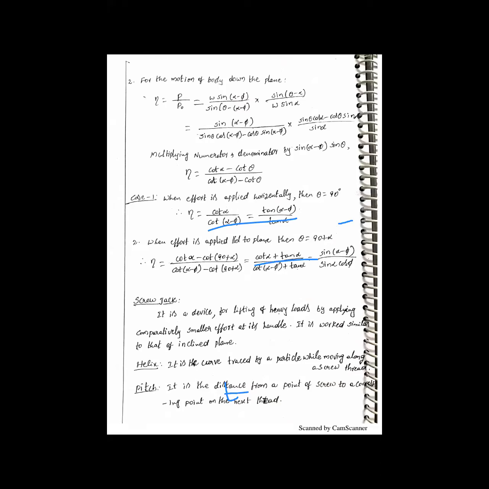Helix is the curve traced by a particle moving along a screw thread. And pitch is the distance from one screw thread to the next screw thread. That is the pitch value.